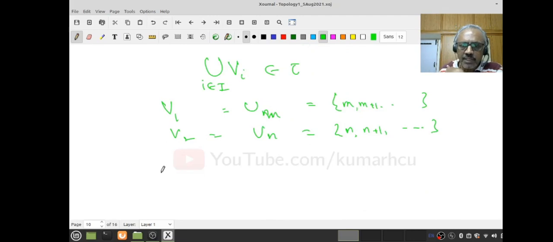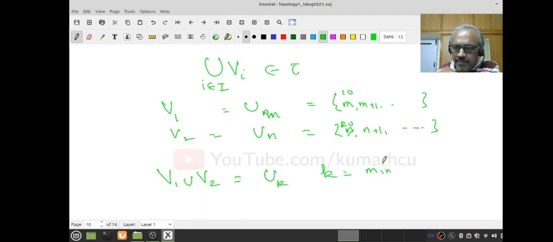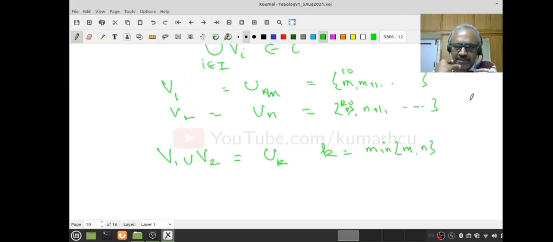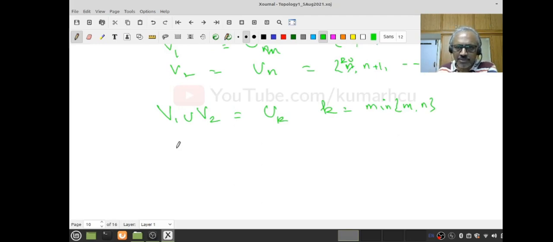So what is V_1 union V_2? For example, m equal to 10, let us say, and n equal to 20. What is their union? That will be U_k, where k equals the minimum of m and n. Do you understand this? Yes, right? Okay, so I hope this builds your intuition.